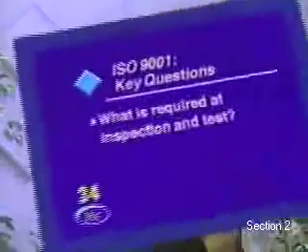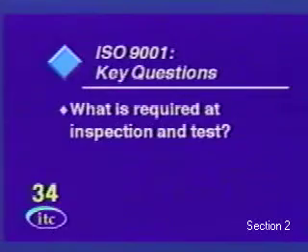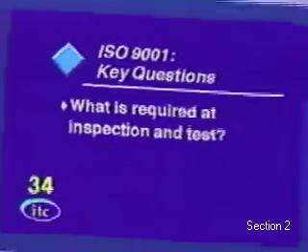What is required at inspection and test? In the area of inspection and test, the quality system must demonstrate that appropriate receiving, work in process, and final inspections and tests have been performed on the product or service. The company will be asked to demonstrate how it assures all specified quality characteristics are met from initial receipt throughout the production process to final completion.